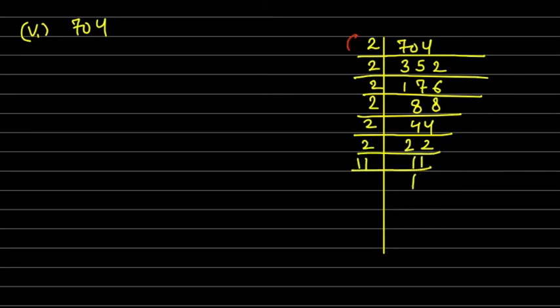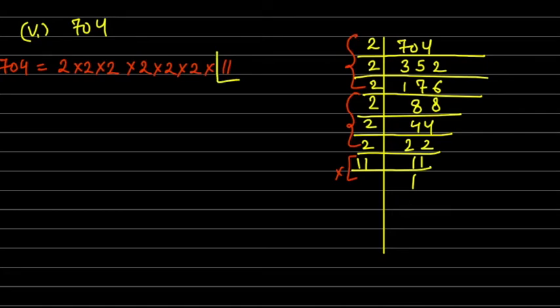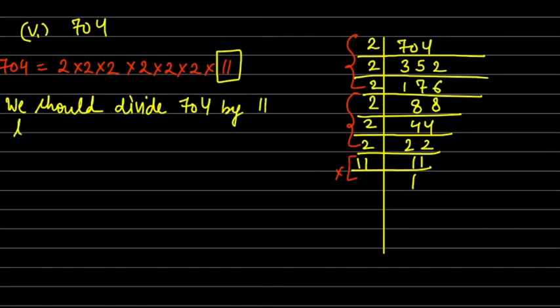So again you have a triplet of 2, you have a triplet of 2, but this 11 is extra, right? So the factors of 704 will be a perfect triplet of 2, then another perfect triplet of 2 and into 11. So you see, if you divide the given number by 11, you will get a perfect cube number. So how do we write? We should divide 704 by 11 to get a perfect cube, right? So this was question number 3 of this exercise.